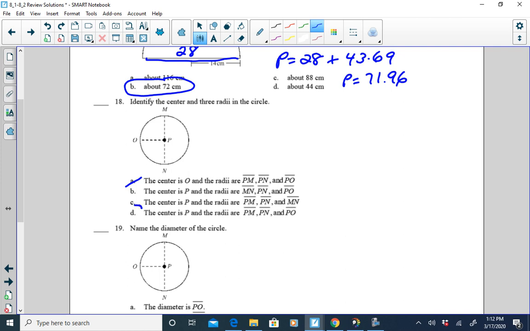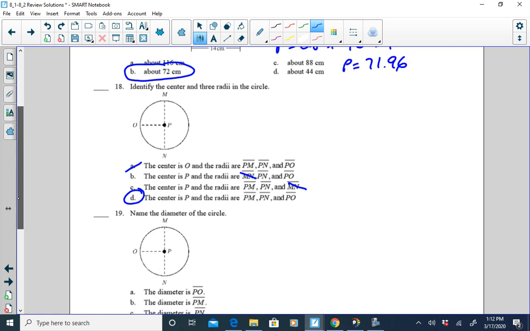And it looks like that's going to be answer D, because if we look at answer B, MN is not a radius, right? That's a diameter. If we look here, it also includes segment MN, that's a diameter. But PM, this segment here, is a radius. PN, that segment here is a radius. And PO, that segment is a radius as well. So 18 should be answer D.